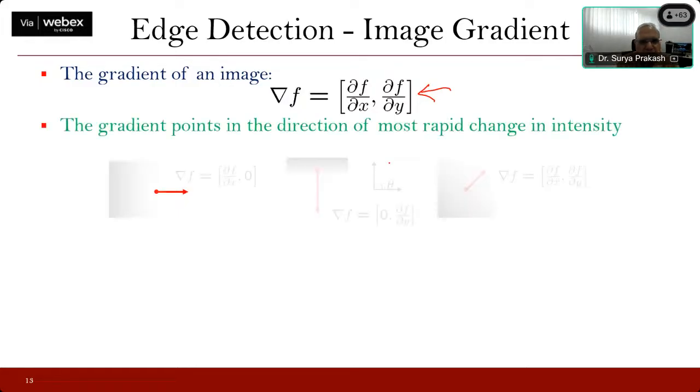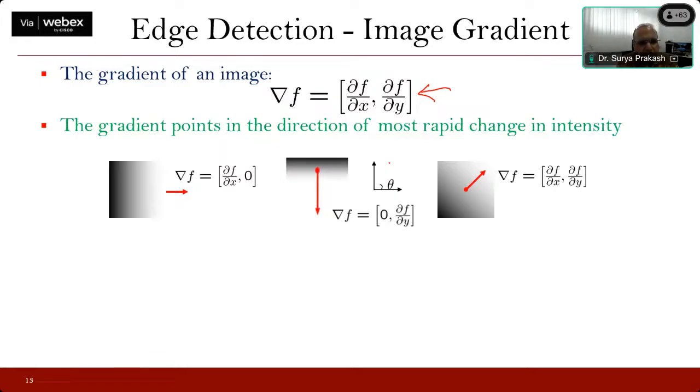Now let us see a few cases and see what is practically the gradient value we get here. In the first case, the gradient in the direction of y is 0, and the gradient with respect to y is 0. Gradient with respect to x is something. Similarly, here the gradient with respect to x is 0. Gradient with respect to y is there, and in this case you have both values non-zero.